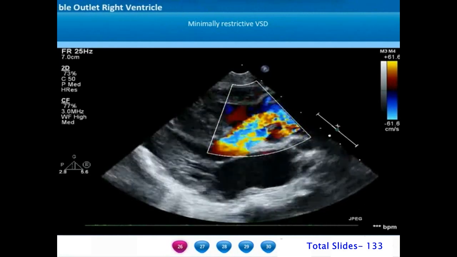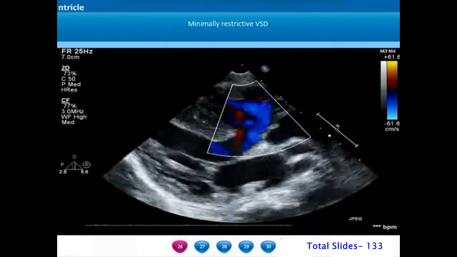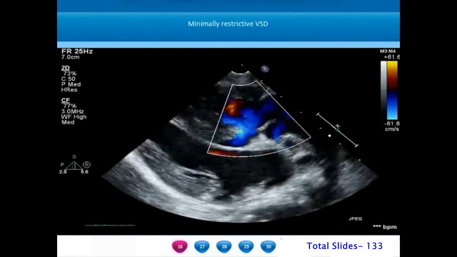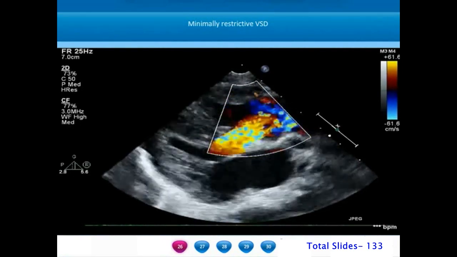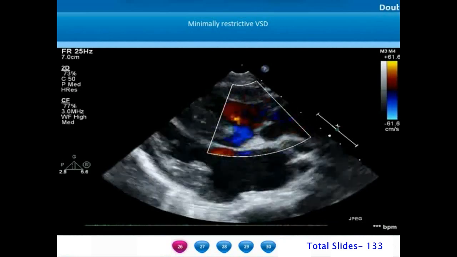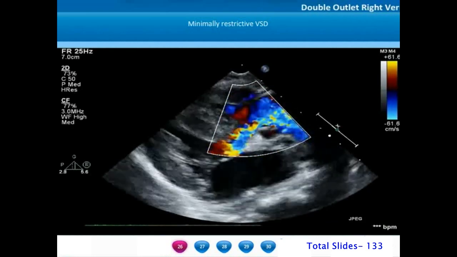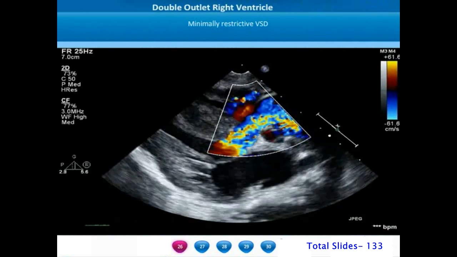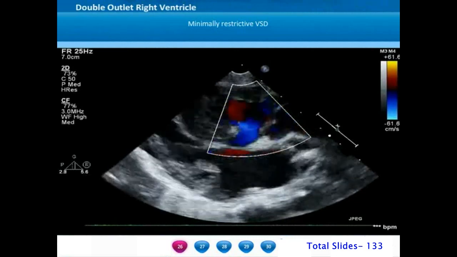When we do a color Doppler interrogation, we can notice the flow from the left ventricle towards the aortic valve. We can see that the size of the ventricular septal defect is marginally smaller than the size of the aortic annulus. So this is a very minimally restrictive ventricular septal defect.